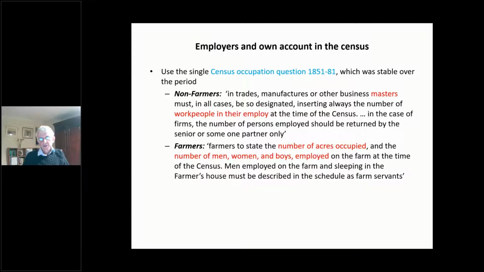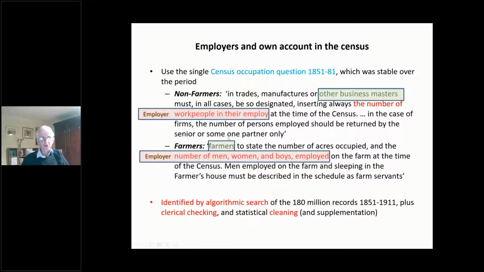But there is a source for these questions, and the actual question that the householder had to respond to is this: separate for non-farmers and for farmers. And this allows you to identify the employers, the work people in their employ. And for farmers, those who are employed a given number of men, women, boys, and girls. And other business masters and farmers can be identified as own account if they are in these businesses but not employing people.